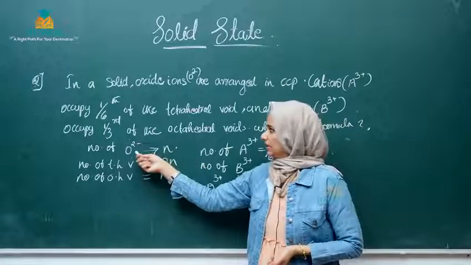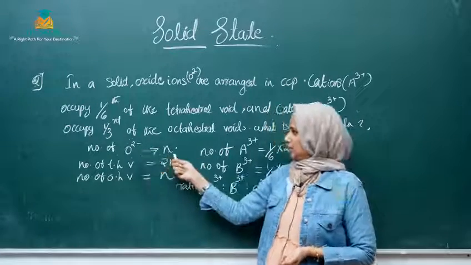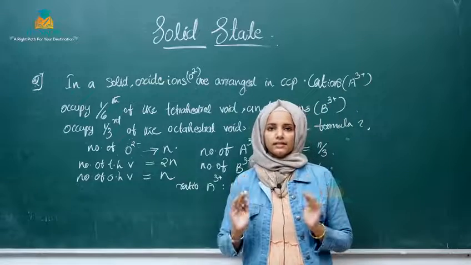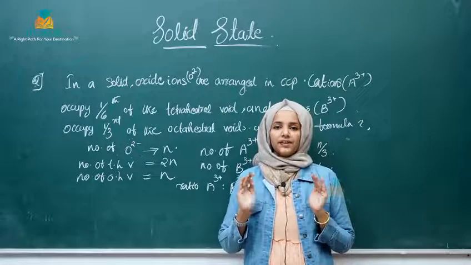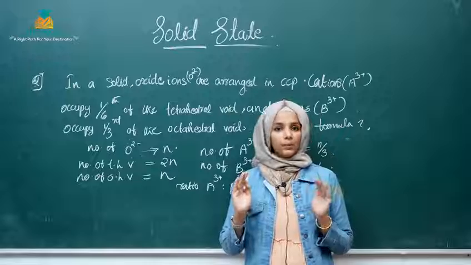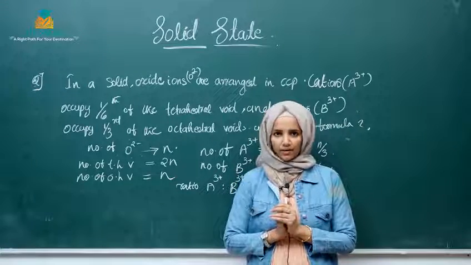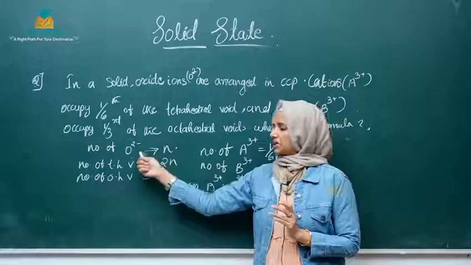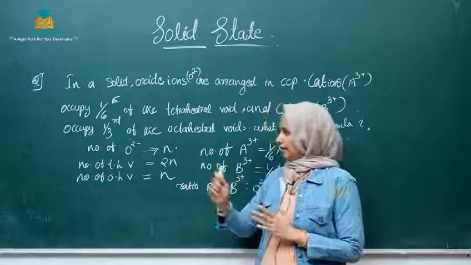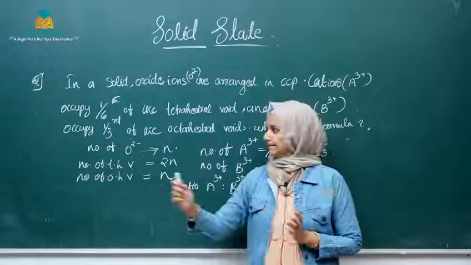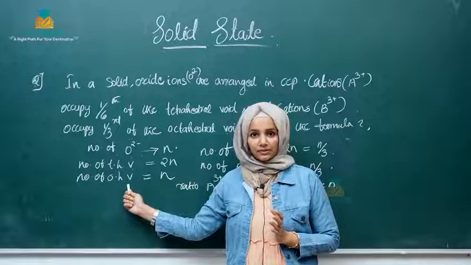We are taking the number of O2- ions equal to n. In a CCP structure, as we already studied, we have 2n tetrahedral voids and n octahedral voids. If n is the total number of ions, then the number of tetrahedral voids is 2n, and the number of octahedral voids is n.